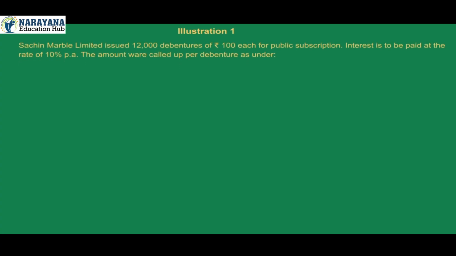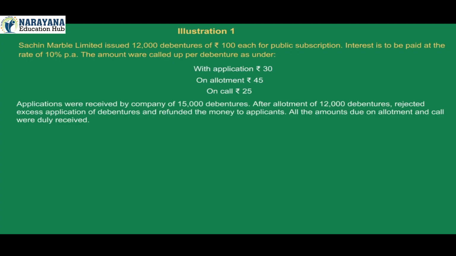Illustration 1. Sachin Marble Limited issued 12,000 debentures of ₹100 each for public subscription. Interest is to be paid at the rate of 10% per annum. The amounts called up per debenture were as under: with application ₹30, on allotment ₹45, on call ₹25. Applications were received by the company for 15,000 debentures. After allotment of 12,000 debentures, the excess applications were rejected and the money refunded to applicants. All the amounts due on allotment and call were duly received. Write journal entries in the books of the company.